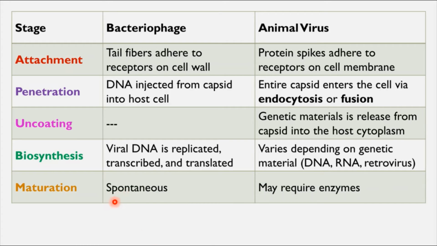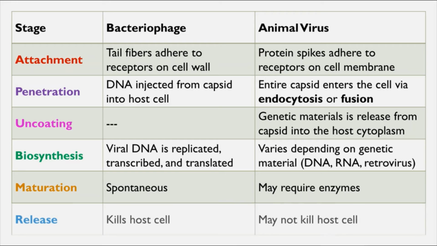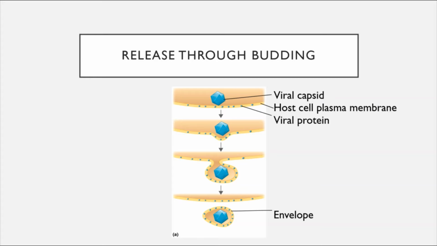Maturation in bacteriophages took place spontaneously. Remember that maturation was the assembly of the viral parts that were produced during biosynthesis. In animal viruses, that maturation process may require the assistance of special enzymes that put those parts together. Finally, in release, we saw that bacteriophages would kill their host cell via lysis at the end of their life cycle, whereas animal viruses may not kill their host cell. In some cases they do, but in other cases they can be released through a process called budding.